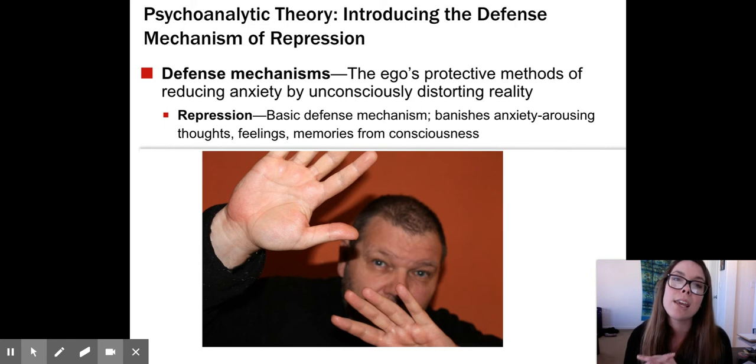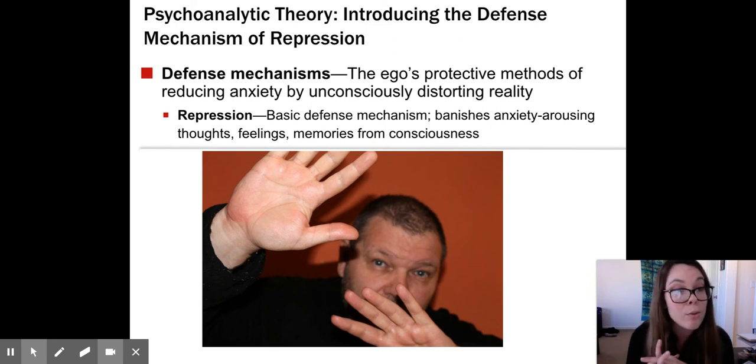Okay. And we talked about this a little bit in memory, but we talked about repression. It's the most basic defense mechanism, most common with children, right? And it's our ability to banish anxiety-arousing thoughts, feelings, and memories from our consciousness. And some people cannot bring them back. It's like a black hole in their memory. So it's repressed, right? And it's the ego's way of protecting yourself.